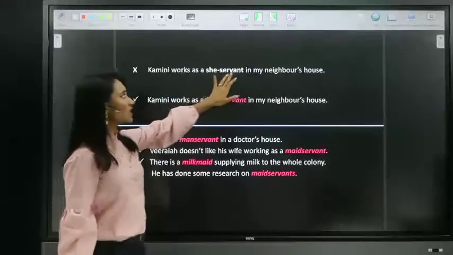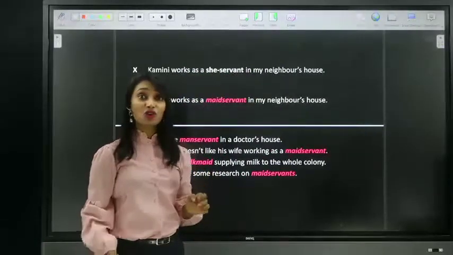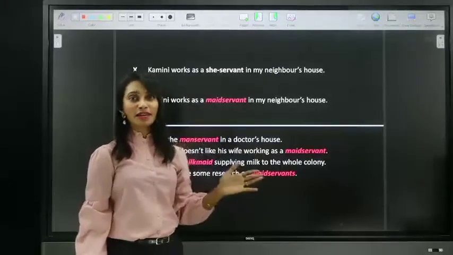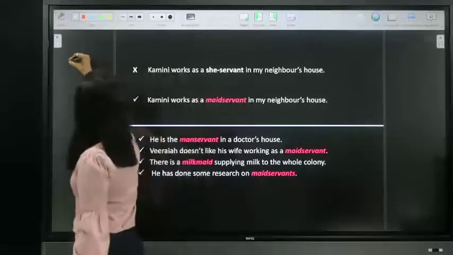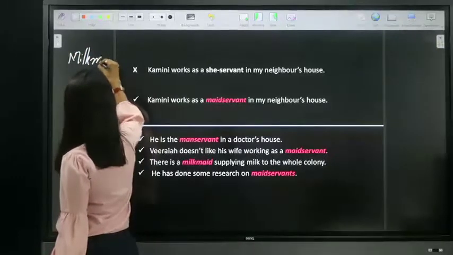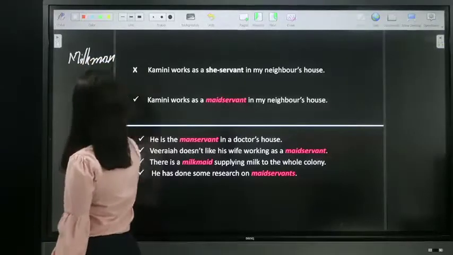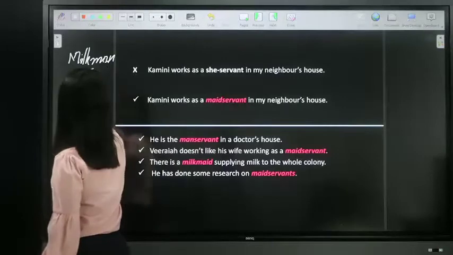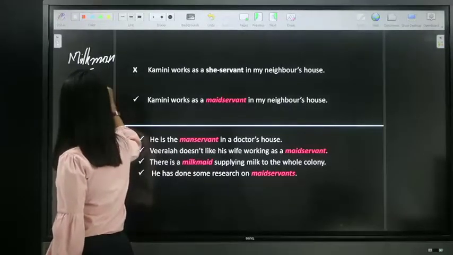Kamini works as a she servant in my neighbor's house. Yesterday we discussed gender and 5 methods of forming feminine nouns from masculine nouns. And there we discussed milkman. What is the feminine for milkman? Is it milkwoman? No. So the feminine form is milkmaid.